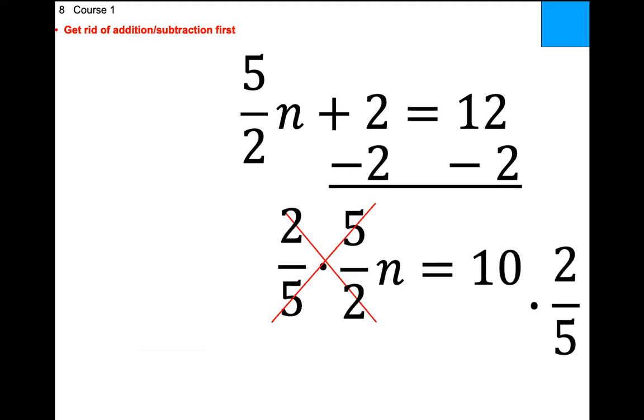And on the right side, Jasmine, what happens? Any cross reduction? Yes. 5 and a 10, right? 5 goes into 5, and 5 goes into 10. And 2 times 2 is 4. So therefore, the final answer is n equals 4. Remember, the answer includes the variable.